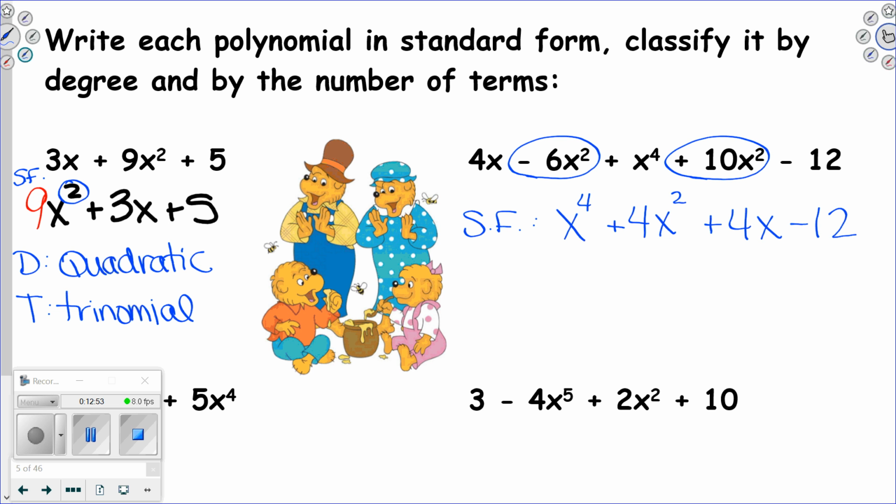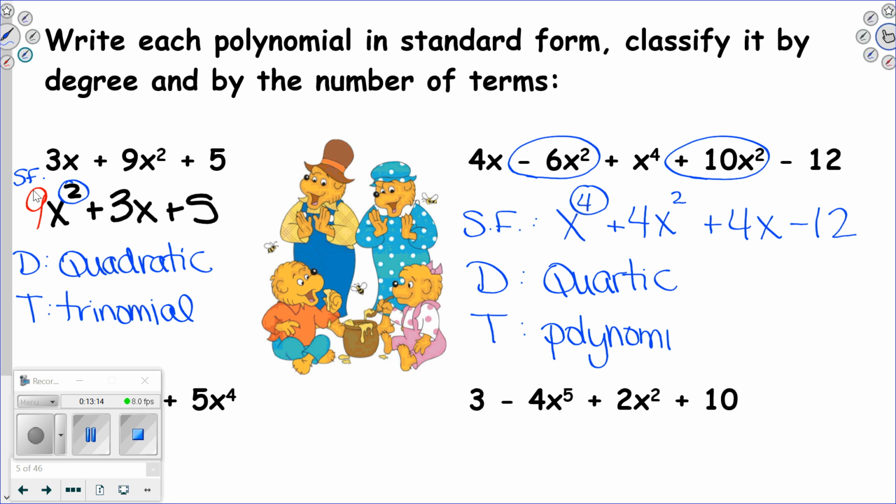Good. Yeah, if you have like terms, guys, put those together. All right, so there's your standard form. Okay, by degree. Good, that's a 4 there, so that's quartic. And then by the number of terms, good, polynomial, because it was 4 terms.